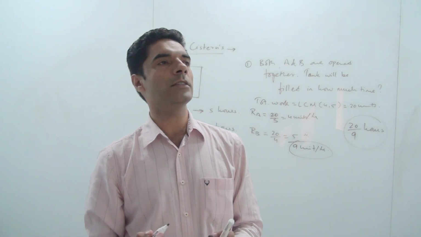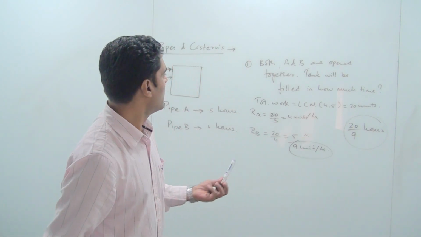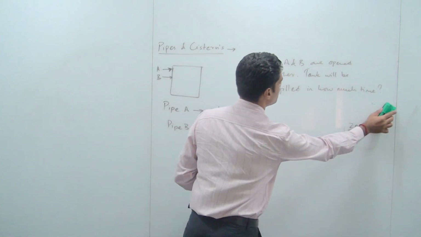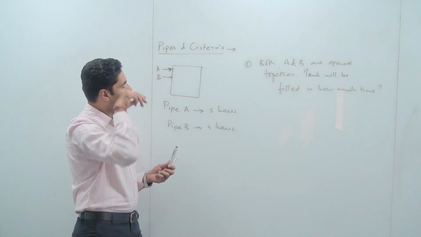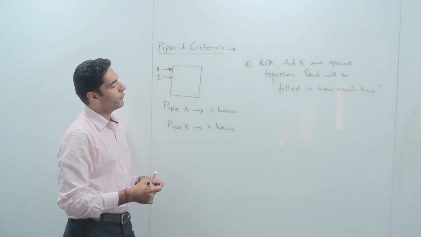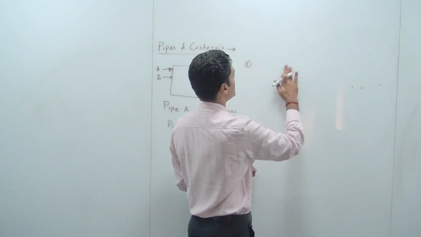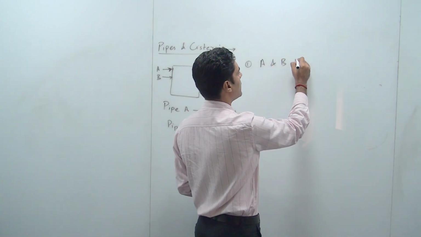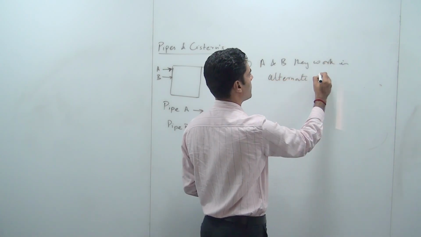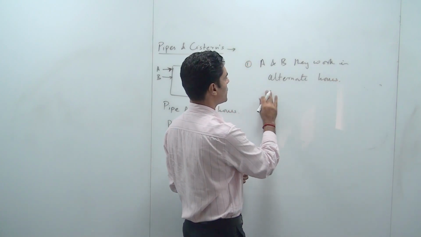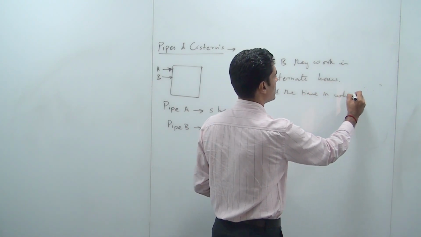Now there can be so many divisions or so many changes that we can do in these kind of questions. Another variety could have been, let's keep this intact. Let's say, let the data be same. 2 pipes A and B, A can fill the tank in 5 hours, B can fill the empty tank in 4 hours. Both A and B, let me make a change in this. Let's say that it is given that A and B, they work in alternate hours. Now the question is, find the time in which the tank will be filled.